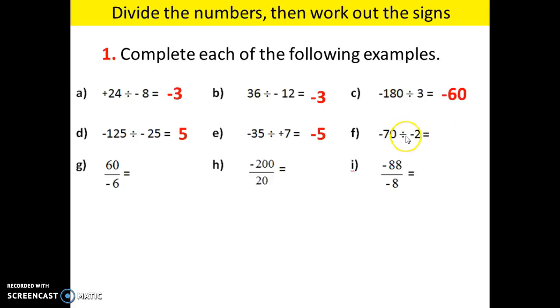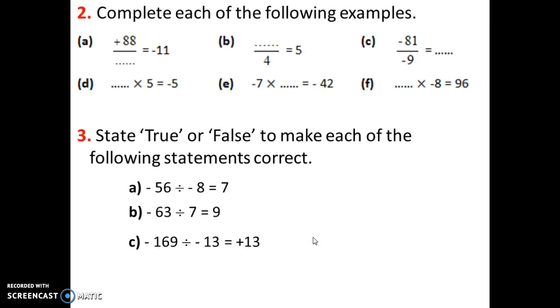Minus 70 divided by minus 2 is positive 35. Here, the divisions are written in fraction form, so it's just meaning 60 divided by minus 6. So 60 divided by 6 is 10. Positive divided by a negative is a negative. Negative 10. Minus 200 divided by 20 is minus 10. And minus 88 divided by minus 8. Minus divided by minus is a positive. 88 divided by 8 is 11. So positive 11 is the answer.